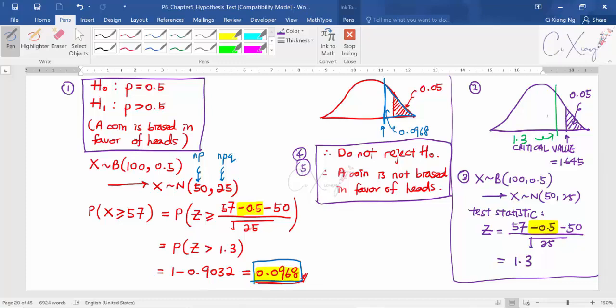For example 19, I want you to try on your own. Then I will provide you the answer later in the PDF file. For your information, the answers that I provide will all be based on the p-value approach, because I'm using the p-value approach all the while. For the critical value, I will only show you for this example, to let you know how we carry it out in the critical value method.